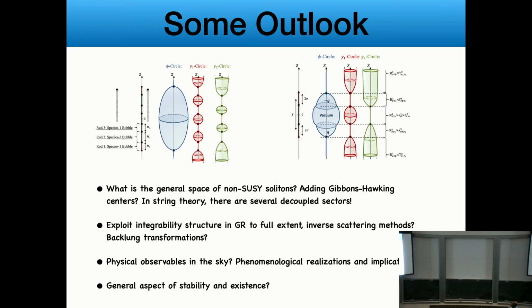Okay, so just some outlook, and then I'll stop here. Many interesting questions emerge. What is the general space of these non-supersymmetric solitons, these topological stars, as I like to call them? Where do I find them in string theory? How can I use string theory to better understand how these things emerge and how they may emerge in nature?